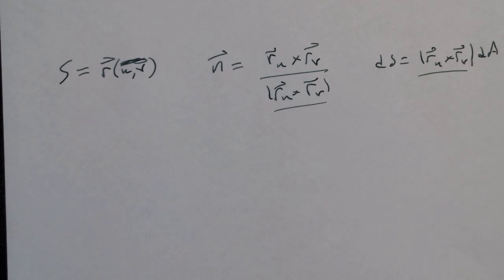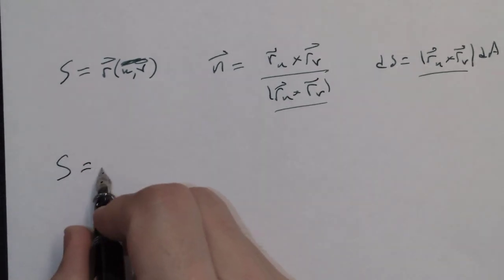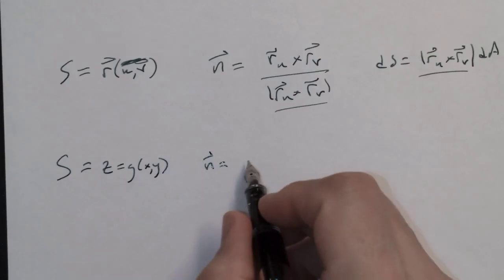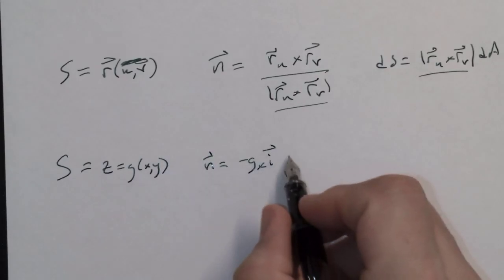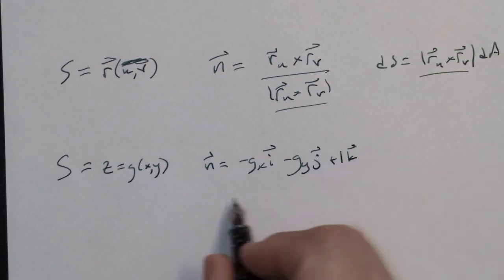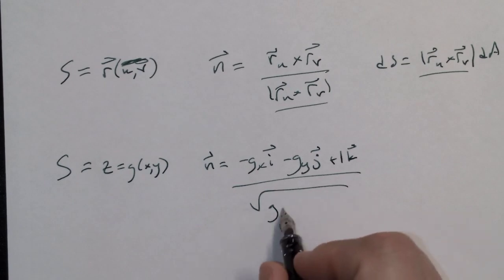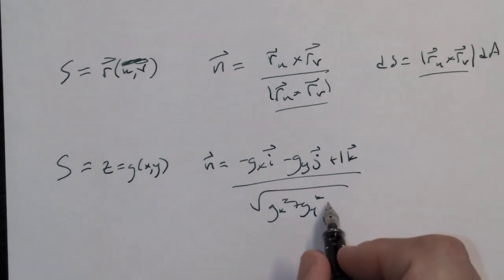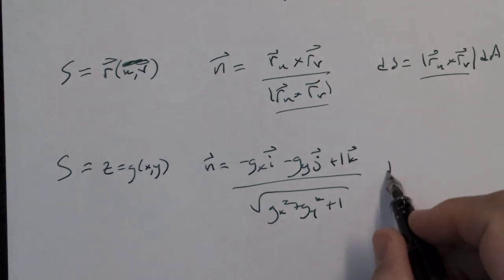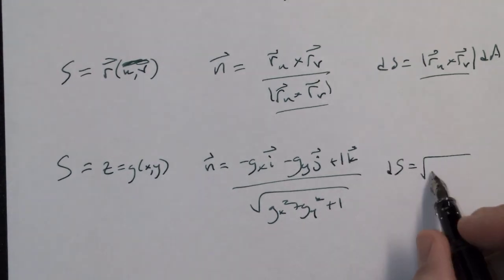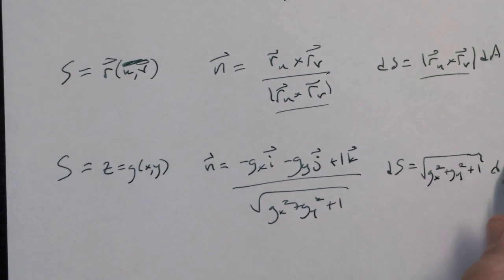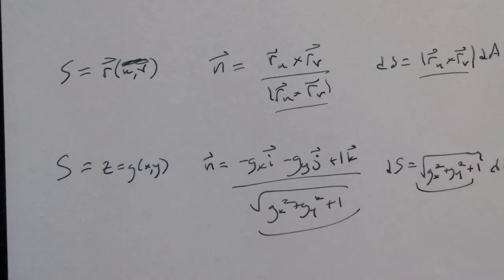And when I do it for G of XY, then my normal vector is minus GX i minus GY j plus 1 k over the square root of GX squared plus GY squared plus 1. But dS is the square root of GX squared plus GY squared plus 1 dA. And again, those pieces cancel.